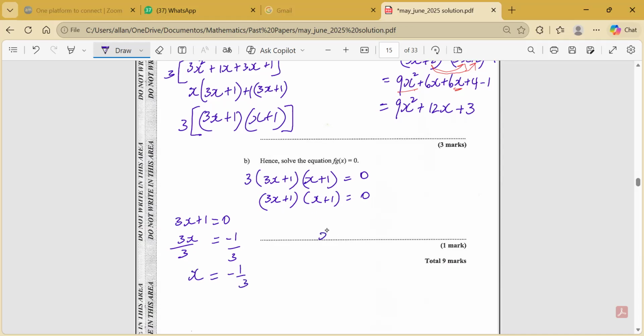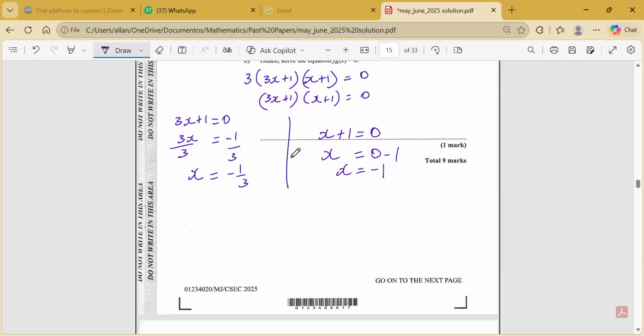And the other one is when x is equal to negative 1. Is that okay, Antonio? Yes, sir. So I divide throughout by 3. This 3 cancels. 0 into 3, same 0. And then we work out when this is 0, what x is, and when this is 0, what x is.